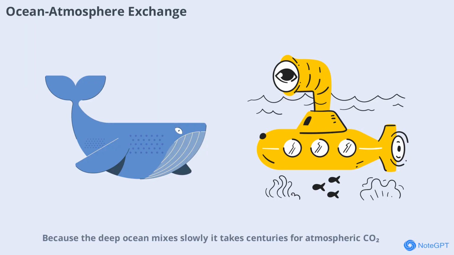Because the deep ocean mixes slowly, it takes centuries for atmospheric CO2 changes to fully equilibrate with the ocean. This slow mixing means the ocean can buffer changes, but only up to a point.